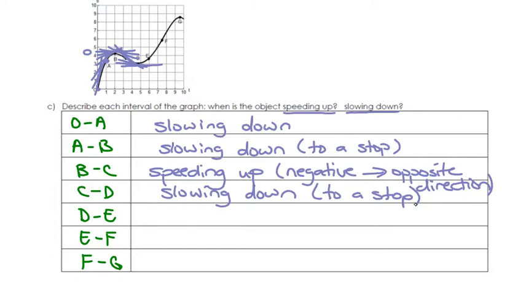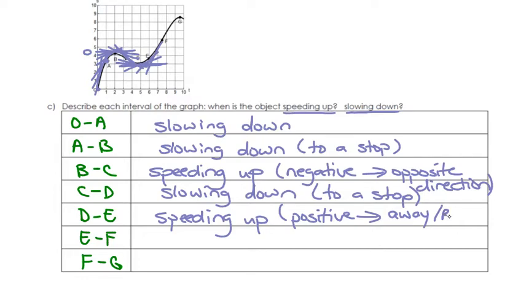Now from D to E, you're going from 0 at D, increasing, increasing, increasing. Okay, so you're speeding up again. Since it's a positive, you're actually going away from the original position. Okay, so we'll say away. Or in other words, I think if you're going to use what they were talking about before, like left and right, you're technically going to the right based on your original diagram of that circle at the beginning.